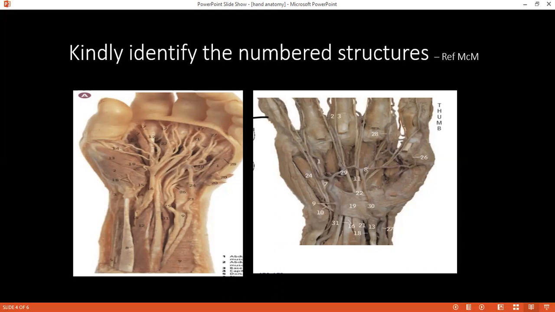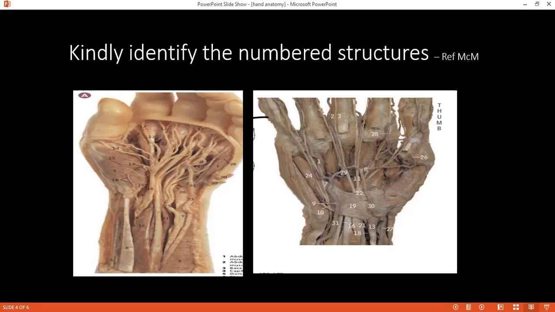Superficial palmar arch, how is it formed? Would you be able to identify it here in these two images? Okay, it will be number 29 with 8. And in the second image, I can't see exactly the palmar arch. Right.